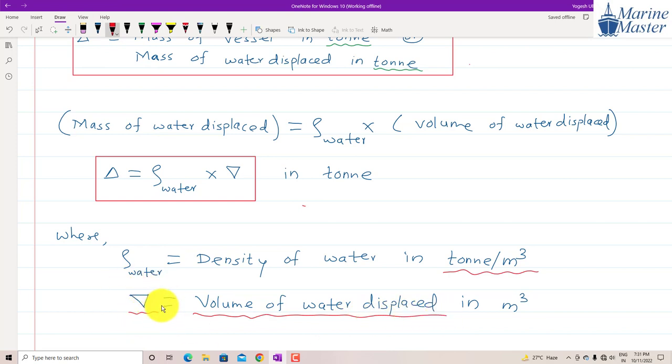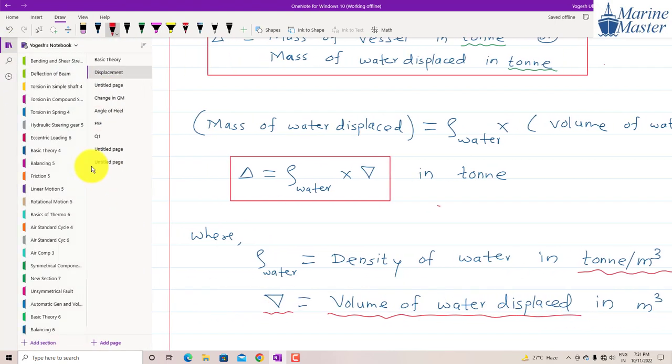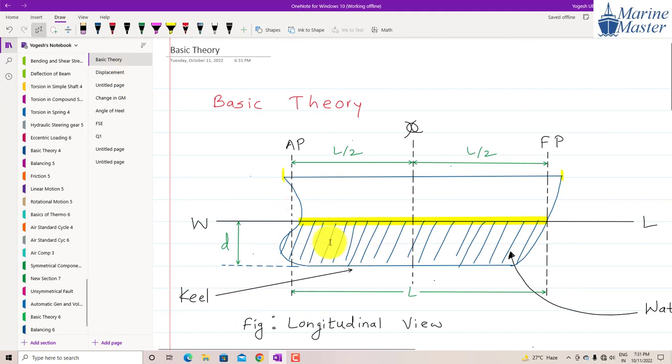So volume of water displaced means what, guys? See this drawing. That's why this drawing is very, very important to us. This portion, the hatching portion, guys, this one. What does this hatching portion denote? I'm going to highlight it in yellow. The portion that I am highlighting in yellow, what does it denote? Water displaced, guys.